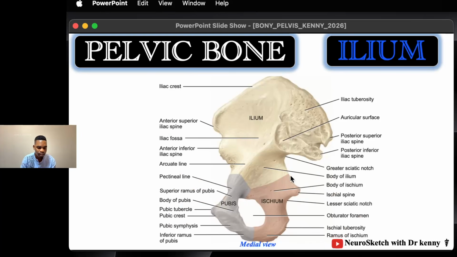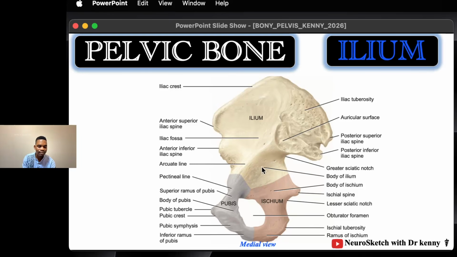Let me show you this picture here. So this here is the ilium. The ilium, we've said, has the ala of the ilium, and the depression of the ala is called the iliac fossa. You have the top surface here, which forms the iliac crest, and the iliac crest continues anteriorly to form the anterior superior iliac spine, and then we also have the anterior inferior iliac spine. We've said we have the body of the ilium somewhere here. This is the body of the ilium.